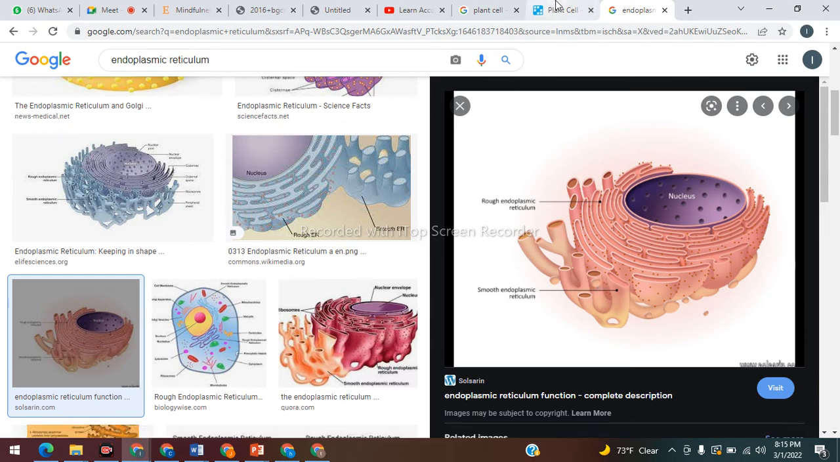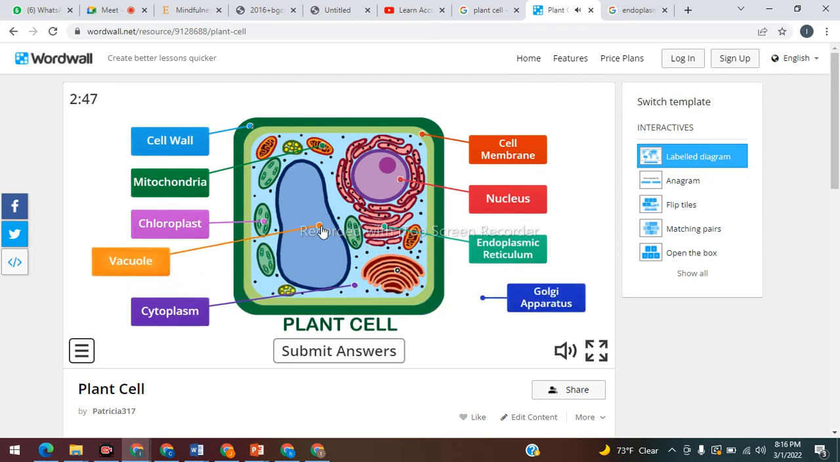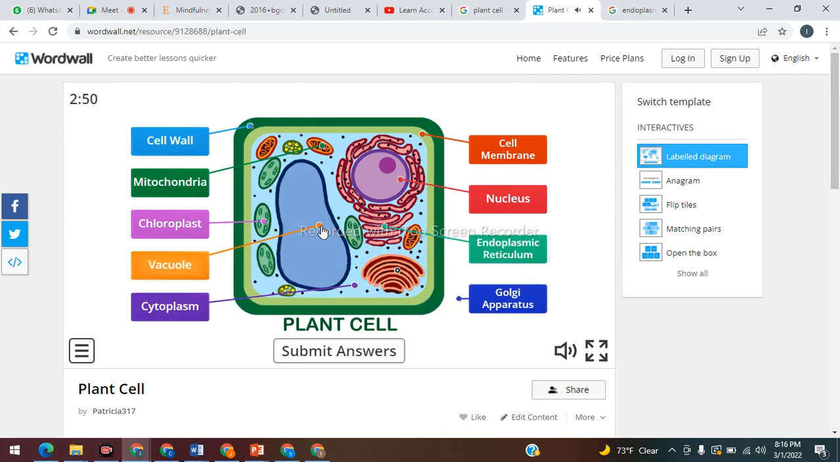So where is it going to be? This one. No, that one under the nucleus, directly under the nucleus, right there. Good. Is this the smooth or the rough? It's the smooth. The rough one is the one with the dots. And then where's the vacuole? The big blue thing. Very good. And then what is this? That's the Golgi body, or Golgi apparatus.